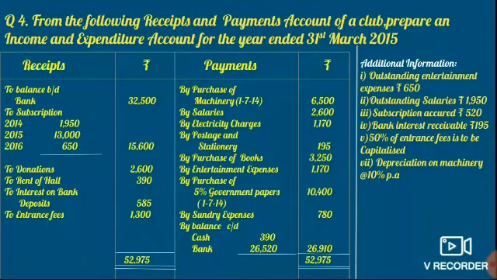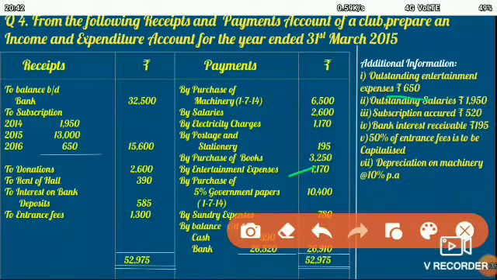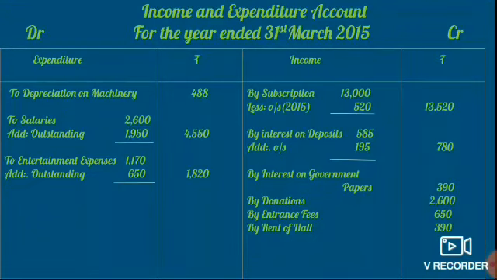Similarly, we have entertainment expenses, which is paid in cash, 1170, but there is also an outstanding of 650, which actually is an expense for the current year, which is not paid. So it is not included in this 1170. We have to add this also to show the total expense of entertainment expenses. So when we show these items in our account, this is how we are going to enter it.